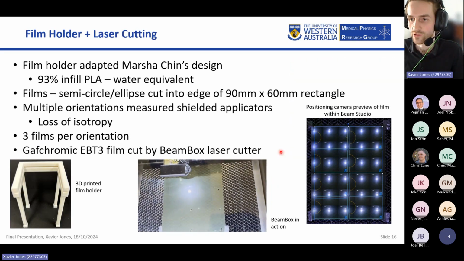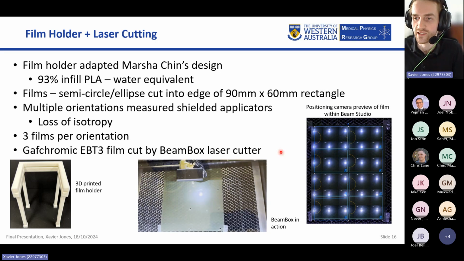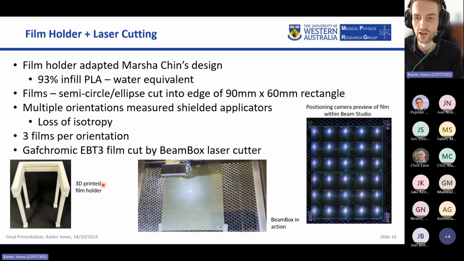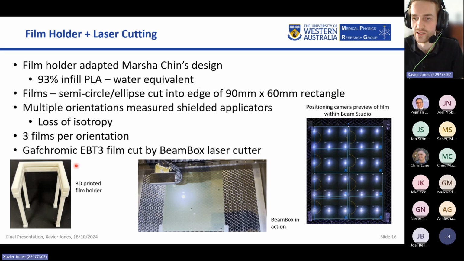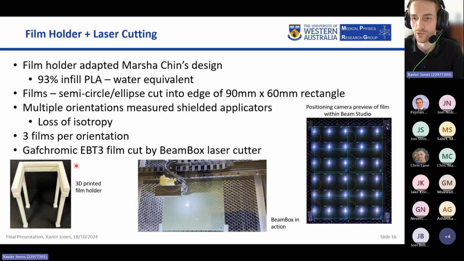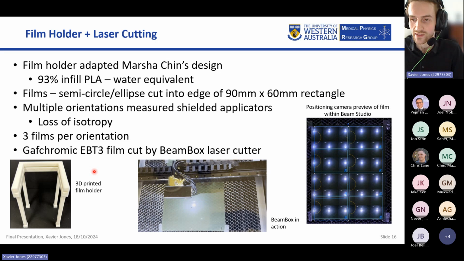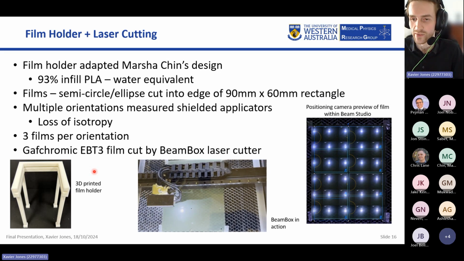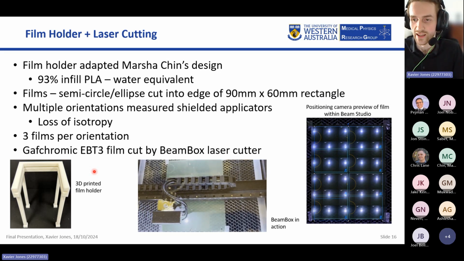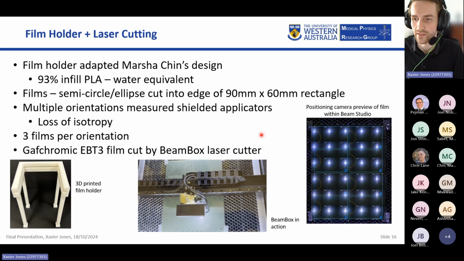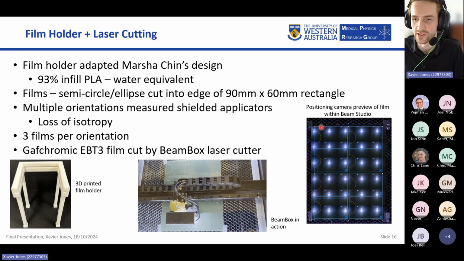For film measurements in a water tank, a film holder was required, whose design was adapted from Marsha's design. It was 3D printed using 93% infill PLA, providing water equivalence, and is shown here. For film measurements, slices were designed with semicircles or semi-ellipses cut into the edge of a 90 by 60 millimeter rectangle, as you can see here.